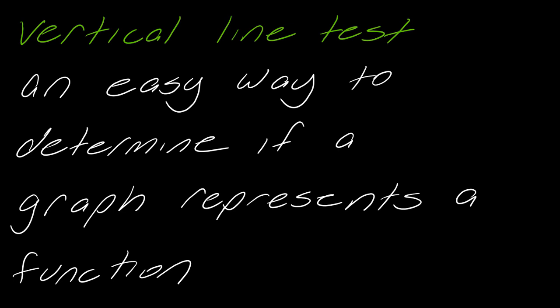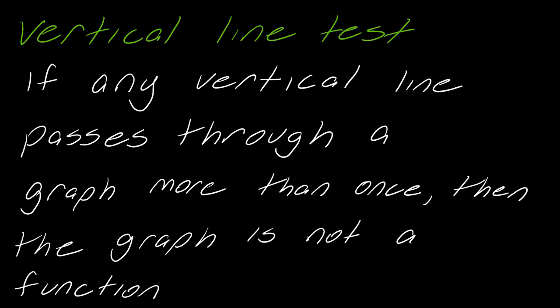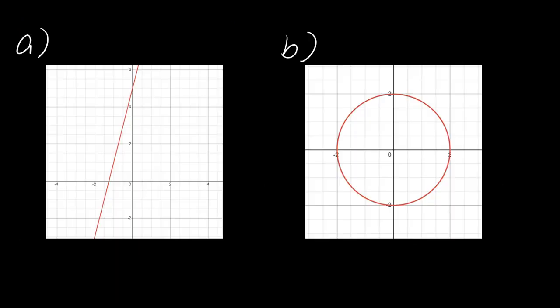This is super simple, as stated: if any vertical line passes through a graph more than once, then the graph is not a function. It's easiest to show you this. I've got these two graphs here and I took them off Desmos.com. What I'm going to do is draw some vertical lines.